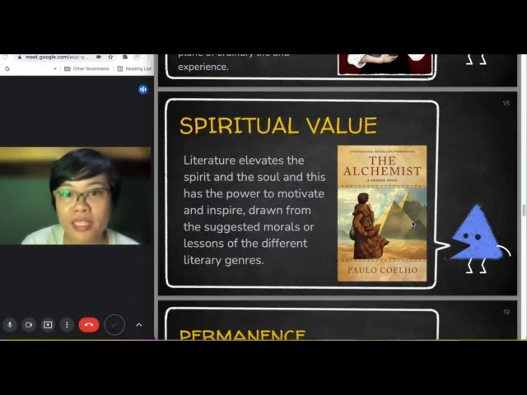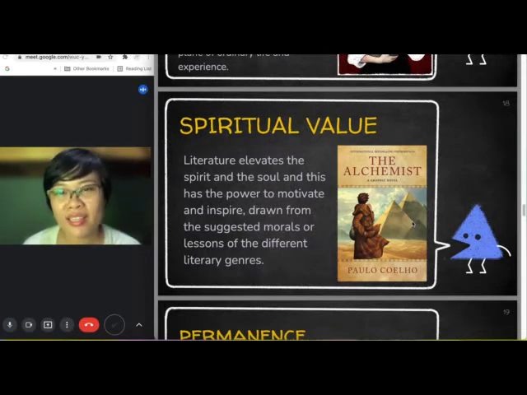Literature elevates the spirit and the soul, and it has the power to motivate and inspire, to make us better humans. So this is related to personal growth. And for me, the best example is The Alchemist by Paulo Coelho. It is in this book where I learned about personal legend. And one of the most famous lines there is that if you want something, the universe will conspire for you to achieve it. And this story is about a boy, Santiago, who traveled across North Africa to realize his dream.